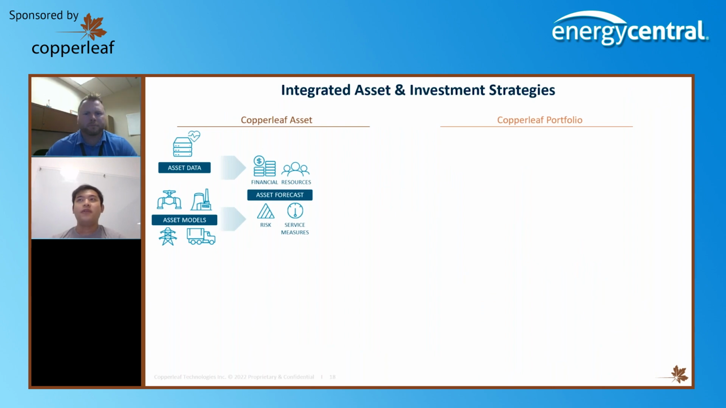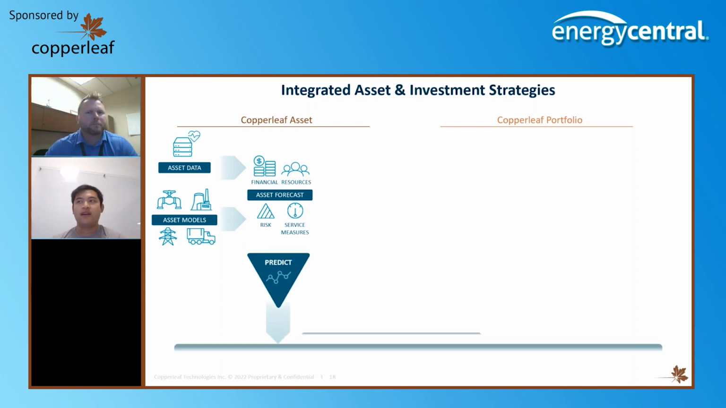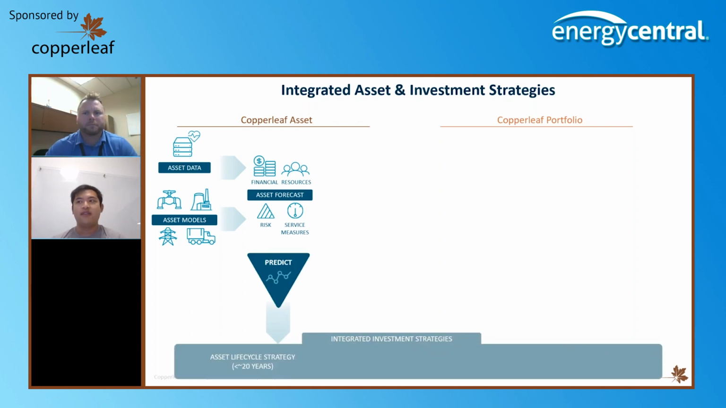So on the Copperleaf side, what we take is your asset data, and we can work with you to build some asset models to build out an asset forecast of what the risk looks like over time, as well as what the work you've planned on doing is. And from your budgeting and your other resource constraints, we build out an asset lifecycle strategy for the next 20 to 50 years.